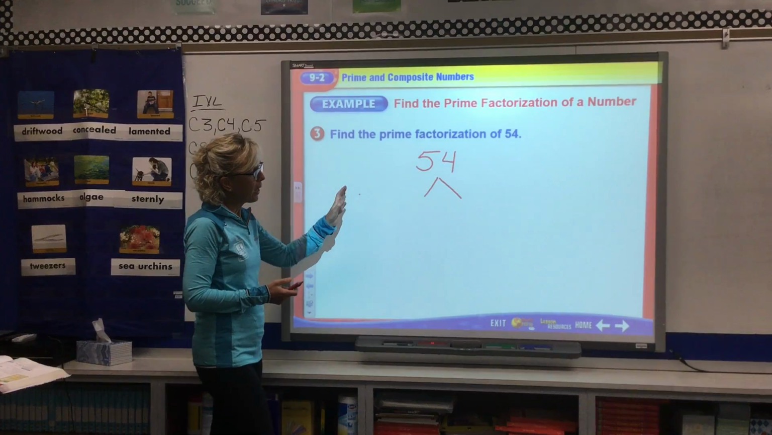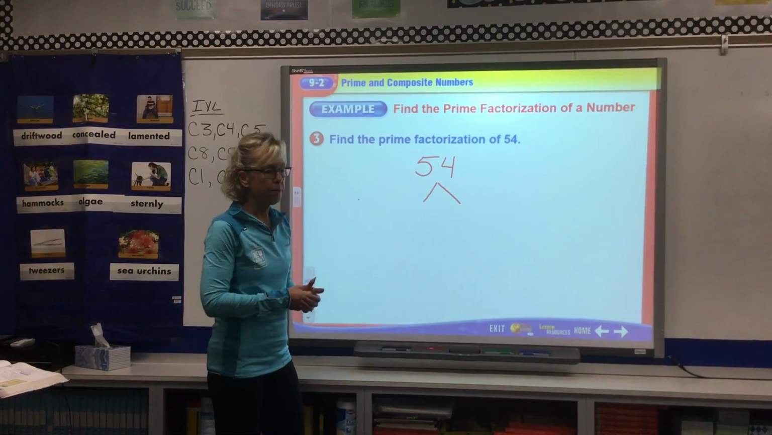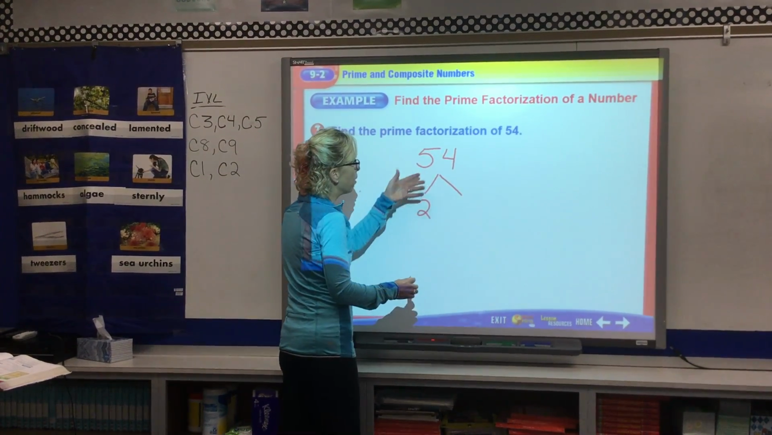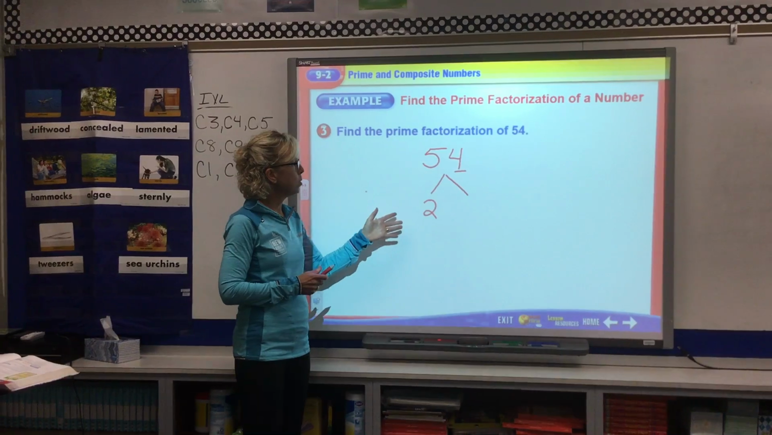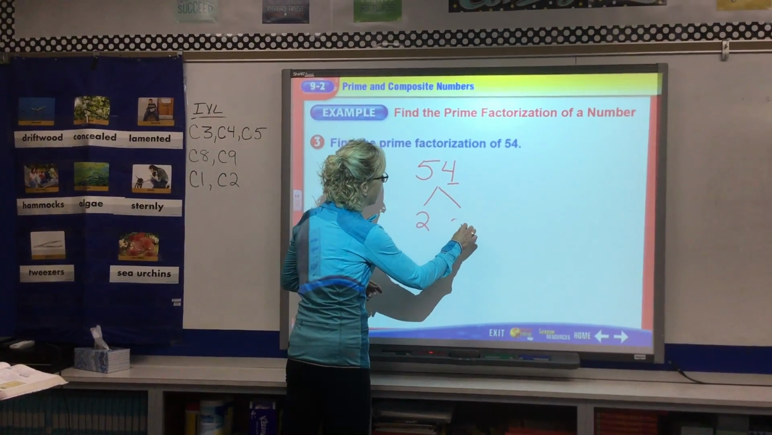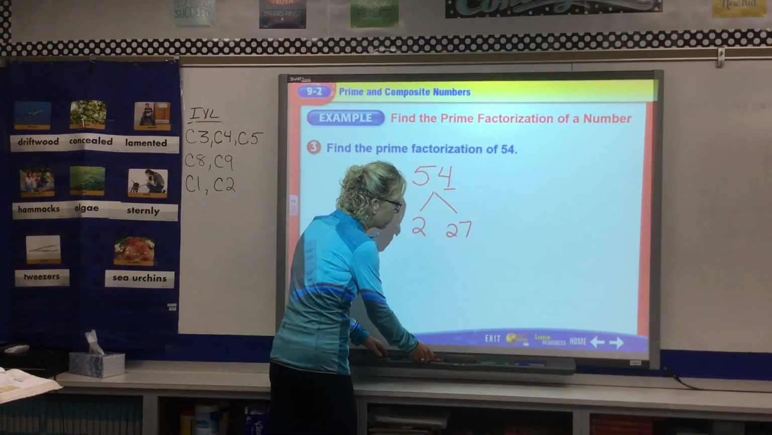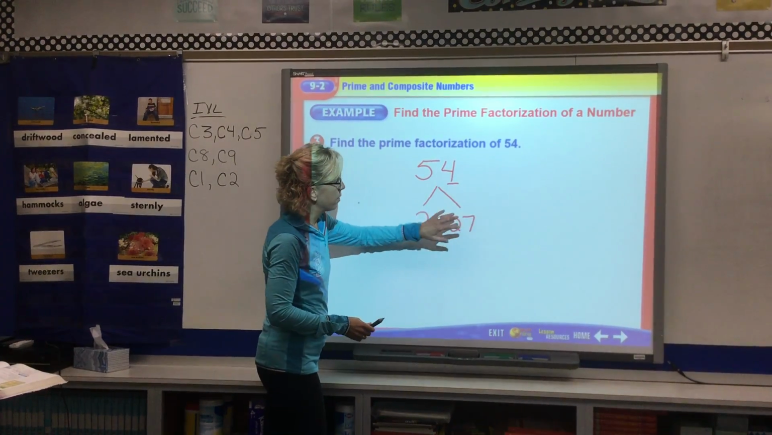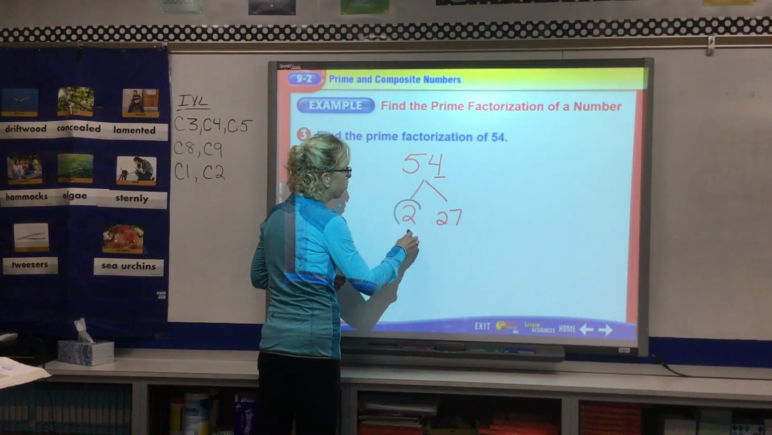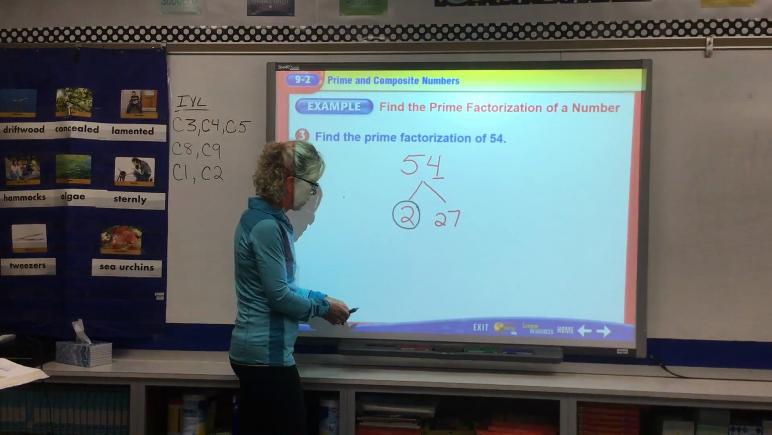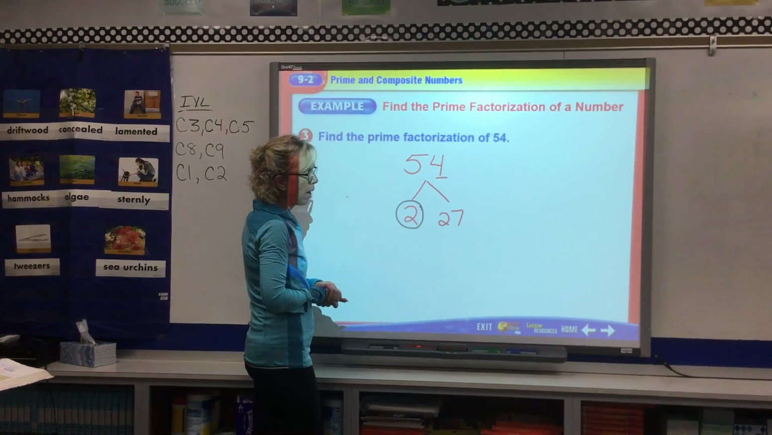Now, if I look at 54, and if I've got a bigger number, especially if it's even, I oftentimes will break that down into 2 times something. I know 54 is even, it ends in a 4, so I'm going to break that down into 2 times something. I know that 2 times 27 is 54. Here's where we stop. Then you look at these 2 factors and you say, is 2 a prime or composite number? We know it's a prime number, so I'm going to circle that because I'm going to stop with that one, okay?